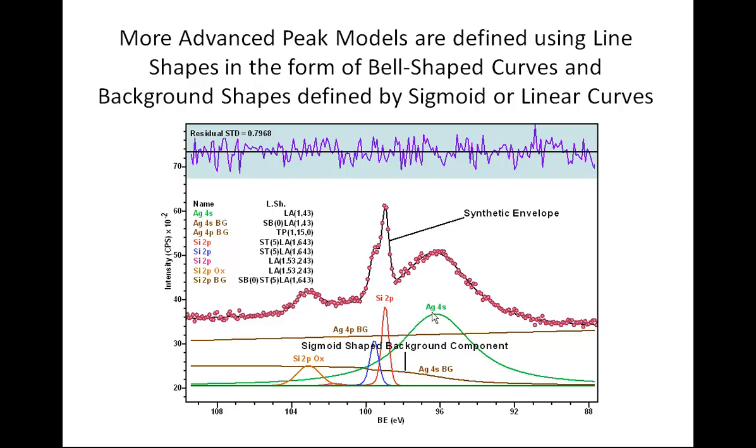Similarly, we have Ag 4S and a background that is a result of an immediate response in the background signal to this Ag 4S peak. So we end up with this sigmoid shape beneath the Ag 4S peak. And in order to model these data, all of these components are summed together. And these are summed to form this synthetic envelope, which is the approximation to the data.